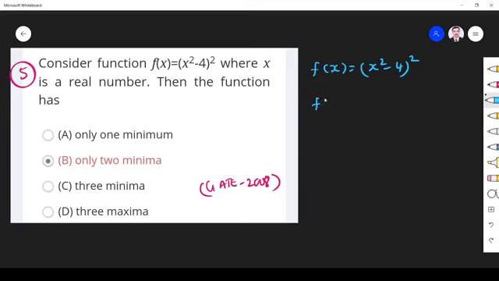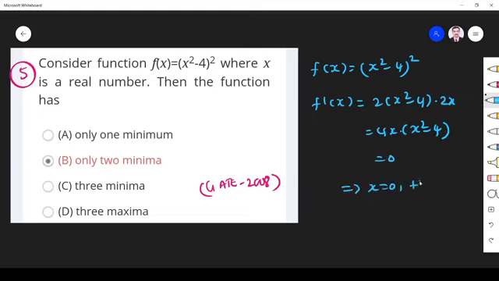First we have to find f dash of x. It is 2 into (x squared minus 4) into 2x, that is 4x into (x squared minus 4). First we find this and equate it to 0. That we do regularly. So this implies x is equal to 0, plus 2 or minus 2.